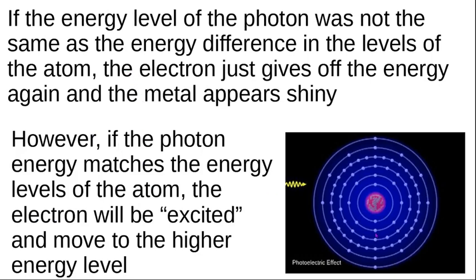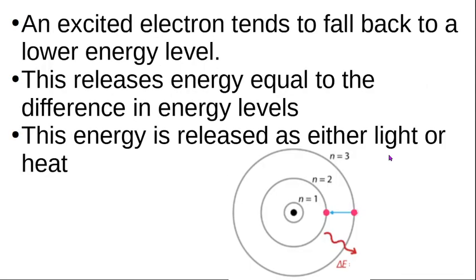If the energy of the incoming quantum, the packet of energy in the photon, is not the same size as these energy levels in the Bohr shells, the atom just gives off the energy, it bounces off again, it's reflected, and the metal looks shiny. But if the photon matches the energy level of those little electrons in the atom and the different distances of the shells, the electron gets excited and it jumps up to a higher energy level. But electrons don't like to be so excited. So they fall back down to the lower energy level that they came from. And when they fall back down, they release an amount of energy equivalent to the difference in energy between the energy levels. So this energy can come off as either light or heat.